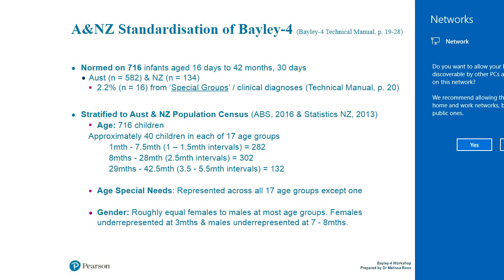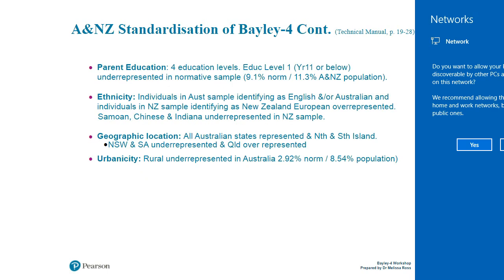Stratification was based on the Australian Census of Population and Housing 2016 and the New Zealand Census of Population and Dwellings 2013. Parent education was categorised into 4 education levels. Education Level 1, Year 11 or below, was underrepresented in the normative sample, representing 9.1% of the normative sample compared to 11.3% in the Australian and New Zealand population.